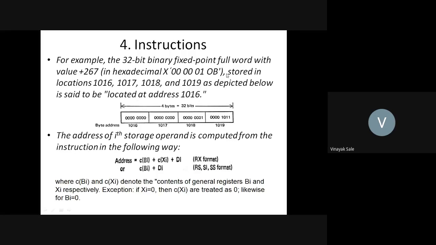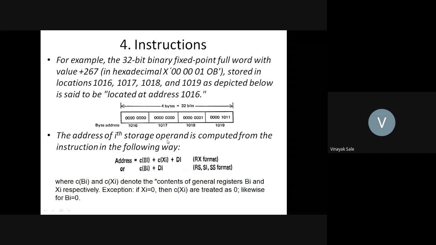So the locations for storing this are 1016, 1017, 1018, and 1019. This is an example, not an exact value. Different PCs have different values at different times. So we can take an initial address. The initial address here is 1060, so this number is stored at 1060.